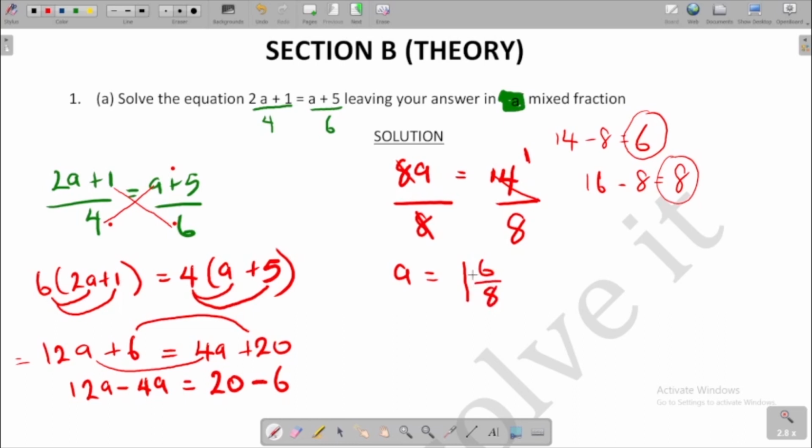You have to leave your answer as a mixed fraction. You can leave your answer like this, or, if you look at the 6 and the 8 below, 2 can divide 6 to give 3, and 2 can divide 8 to give 4. So you can divide further to have 3 over 4. So that's the answer to the question.